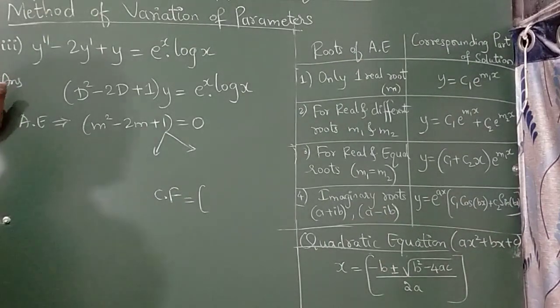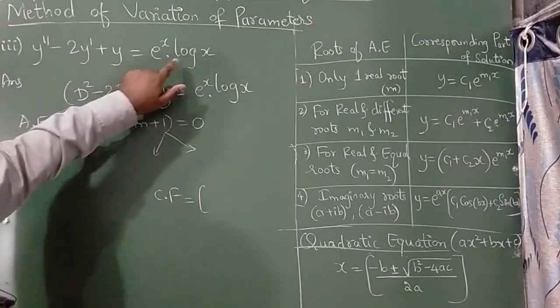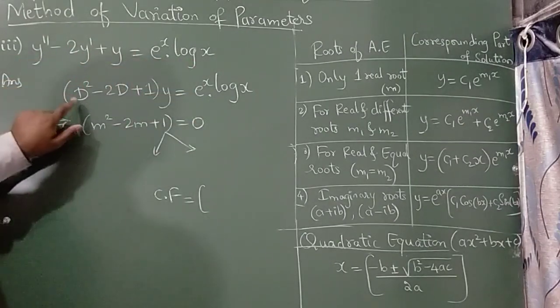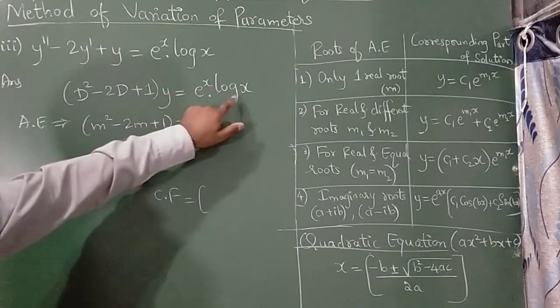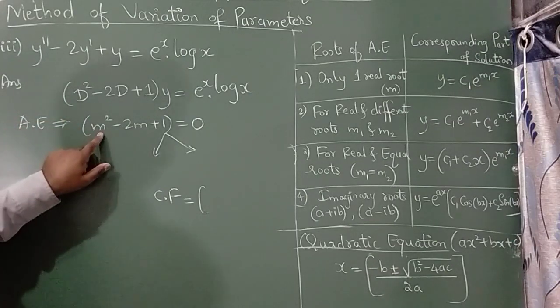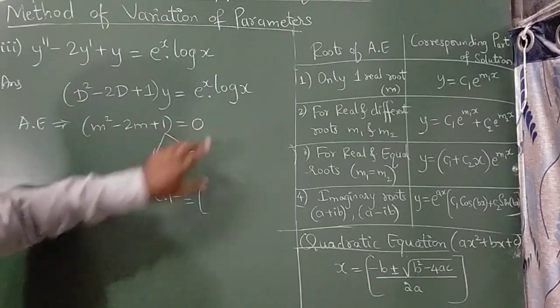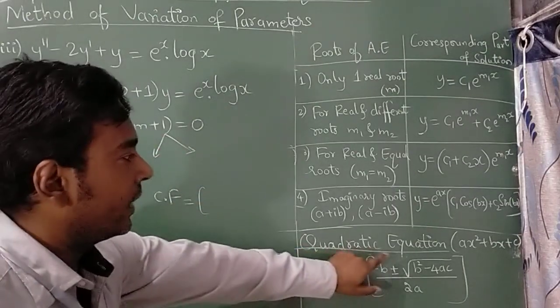Now third question. Y double dash minus 2y dash plus y is equal to e raised to x log x. So I am going to write d square minus 2d plus 1 into y is equal to e raised to x log x. Now in the form of auxiliary equation, I must write m square minus 2m plus 1 is equal to 0. Now this is a quadratic equation form.